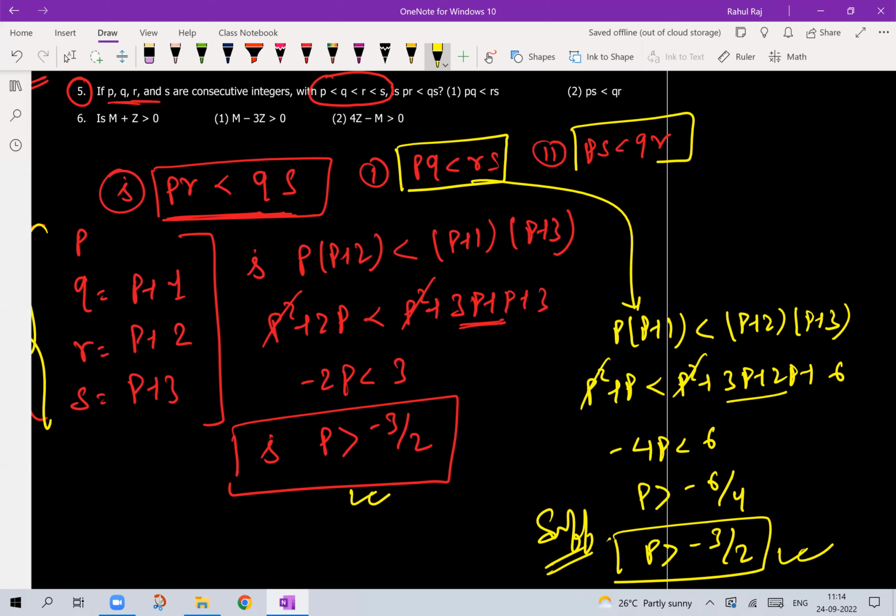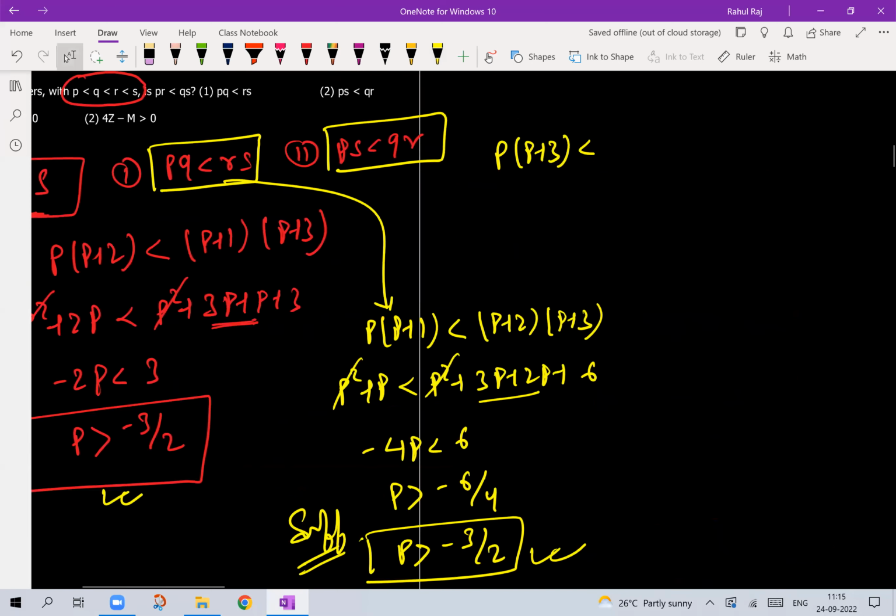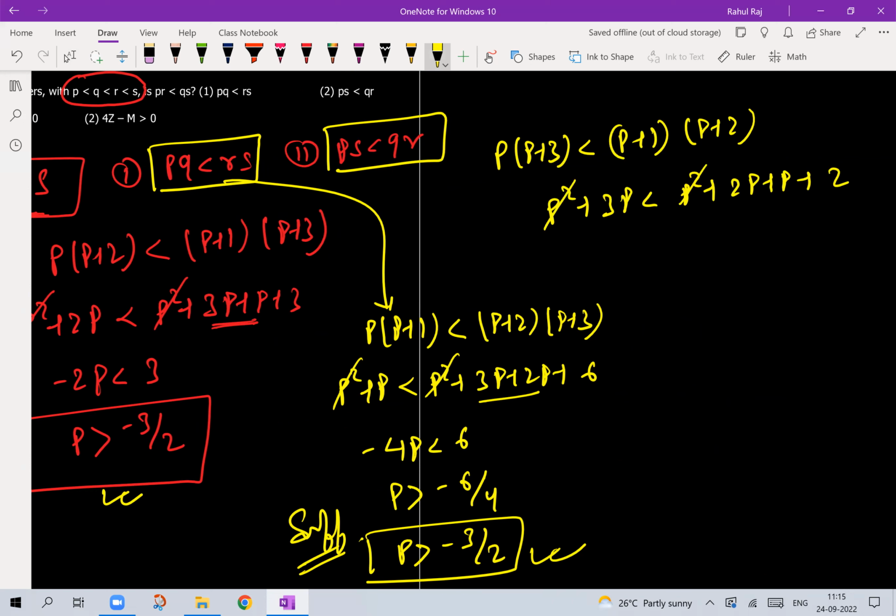Now, the second statement says PS is less than QR. My job is again to put all these values over here and see whether I'm getting this or not. So P into S is P plus 3, less than QR. Q is P plus 1, R is P plus 2. So you get P square plus 3P less than P square plus 2P plus P plus 2. So P square cancels out, 3P and 3P cancel out. You don't get this at all. So I'll mark A as my answer.